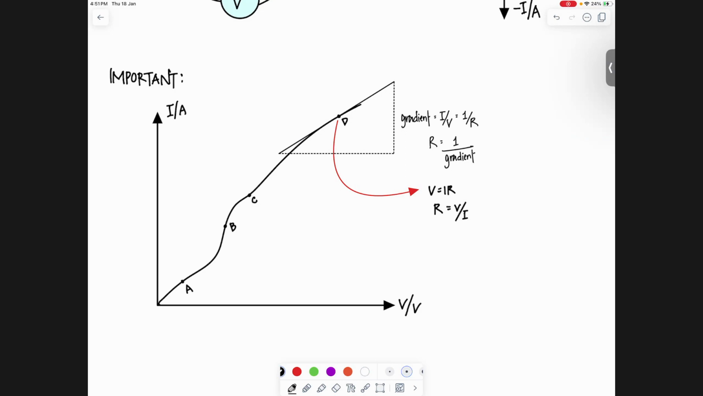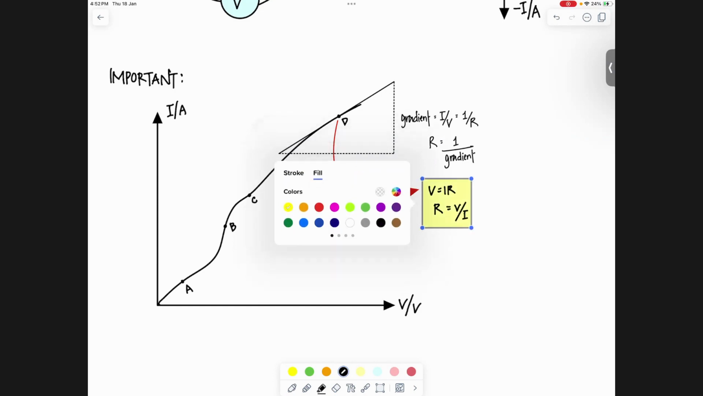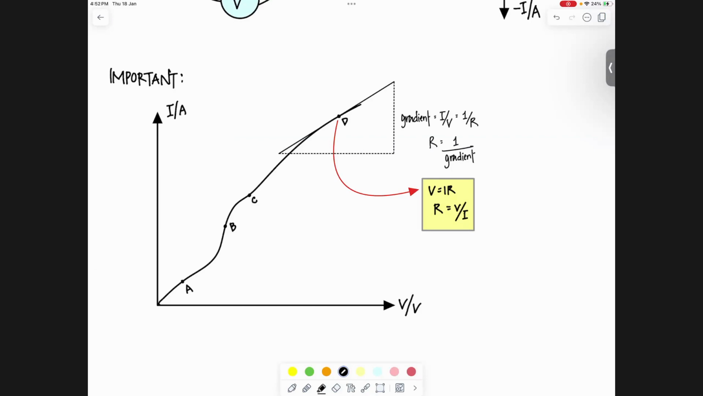Okay, now what's the logic behind this? The mathematical logic, why the gradient and this value will be different. So I'm going to explain this. What did I use here? The equation to find my answer, V equals IR. Do you guys remember V equals IR was based on what assumption?